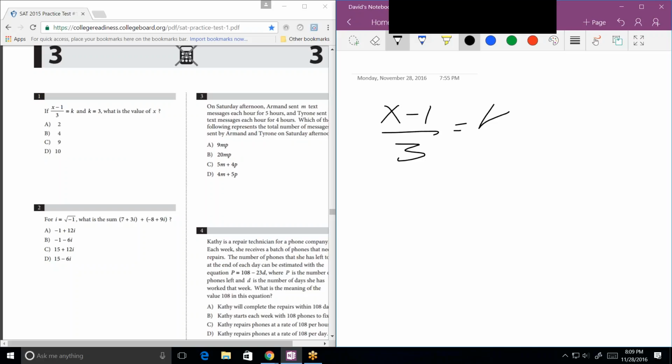k is equal to 3. So what's the first thing you would do? Well, if x minus 1 over 3 is equal to k, and then it says k is equal to 3, plug in 3 for k. It's a good first step. And now solve that equation.